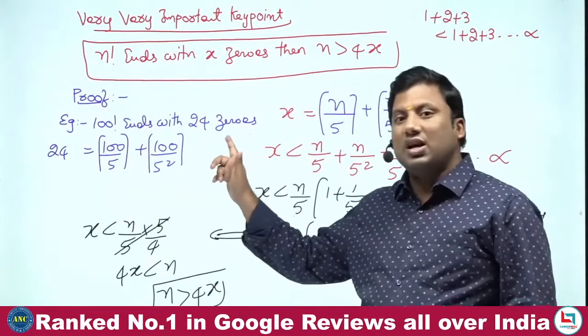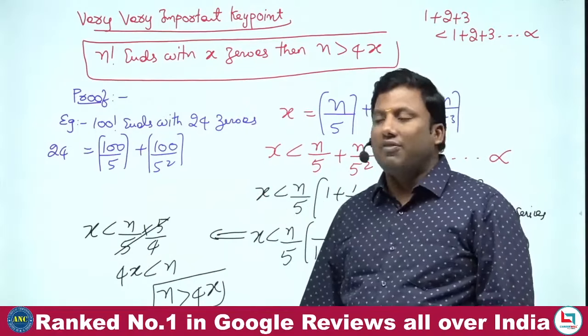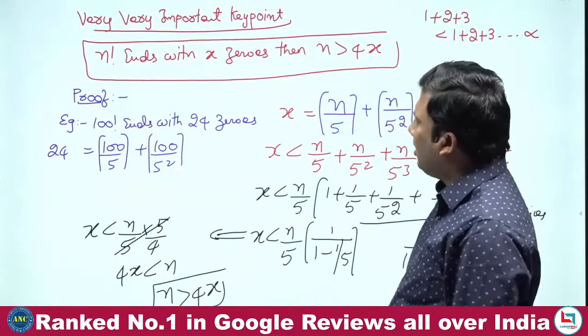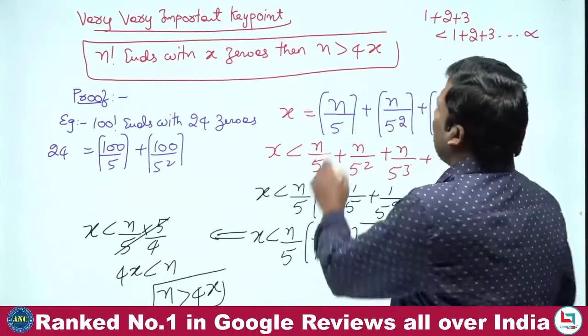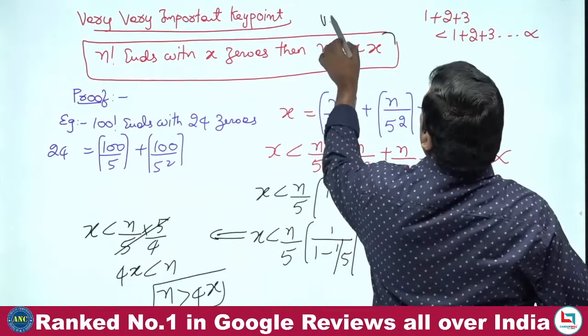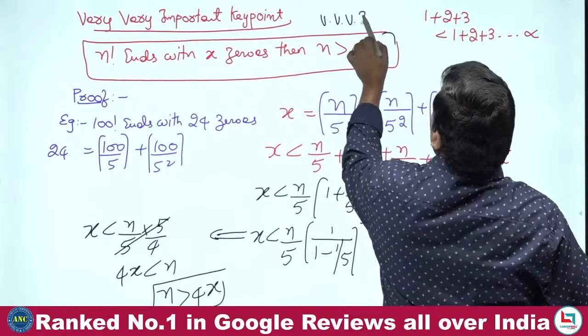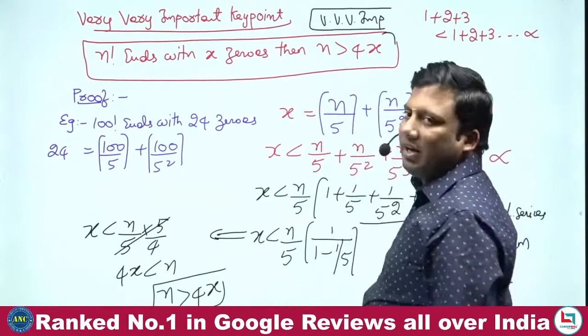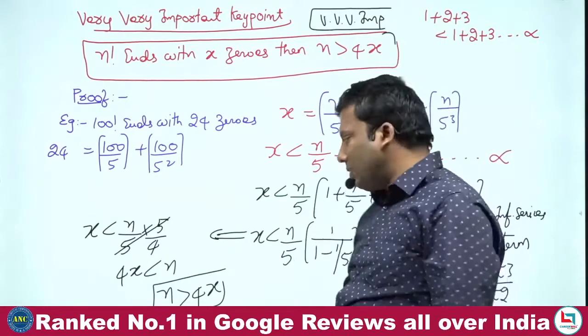By using this concept, let us solve a lot of very, very good questions. If n factorial ends with x zeros, then n is greater than 4x. Very, very important key points, sir. Otherwise, you will waste a lot of time solving it. In the next two slides, let us solve some problems.